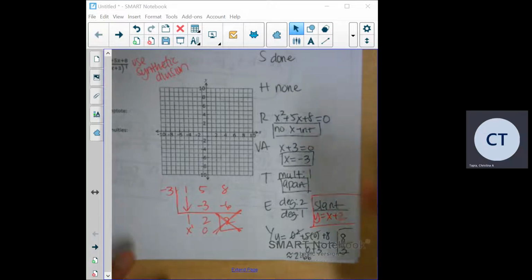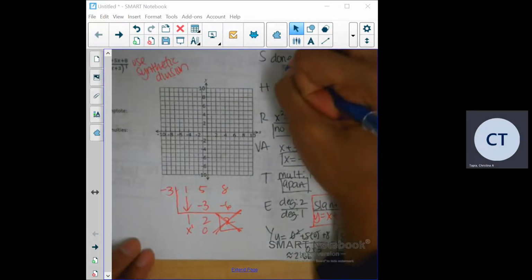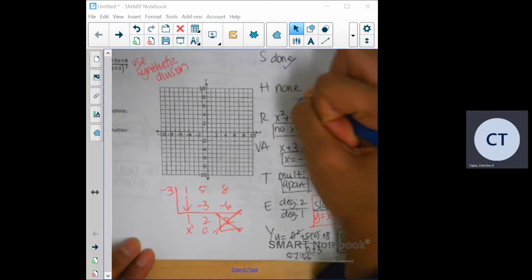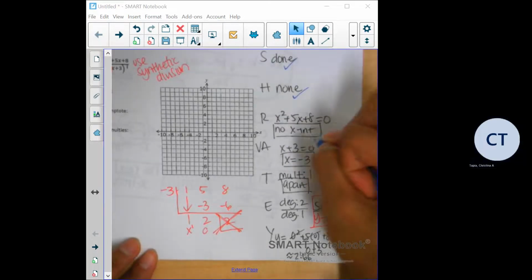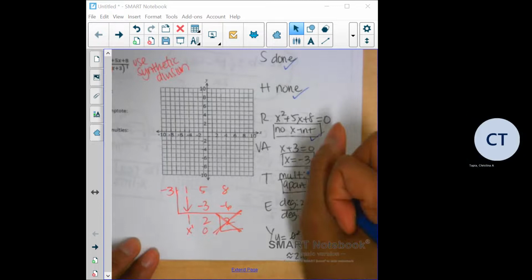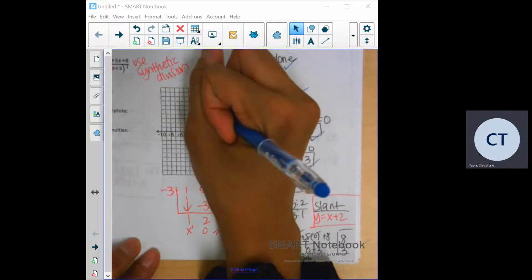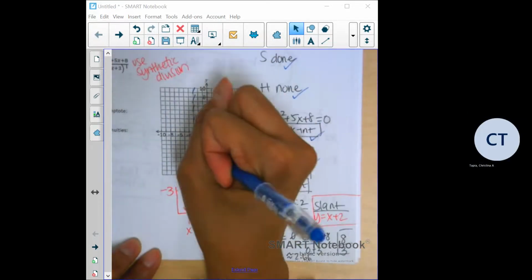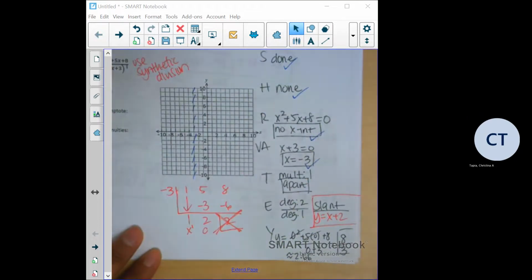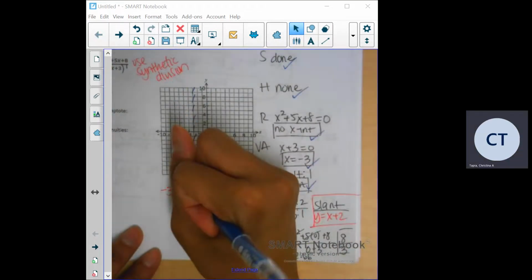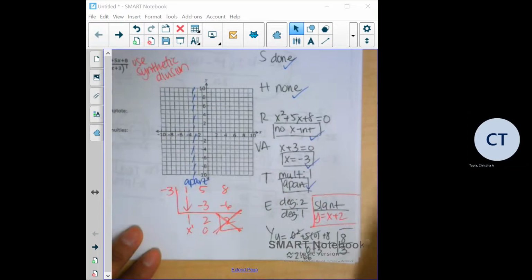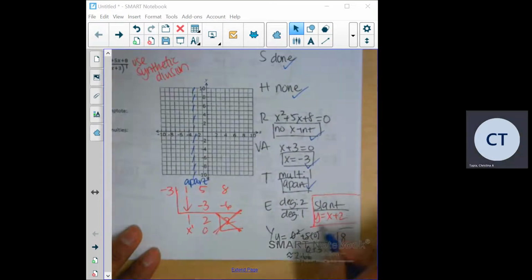In blue, I'm going to graph my asymptotes. We don't have anything to simplify. We don't have anything else to do. There's no hole. There's no x-intercepts. We have a vertical asymptote at -3. I'm going to make a little note that these need to be graphed apart. I have a slant asymptote. Your slant asymptote is at y equals x plus 2.